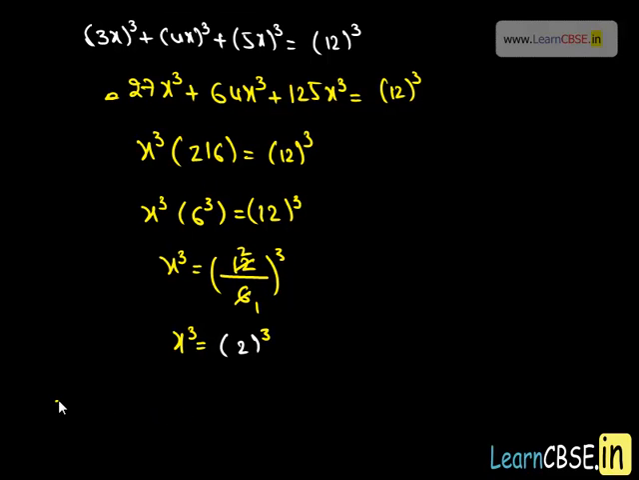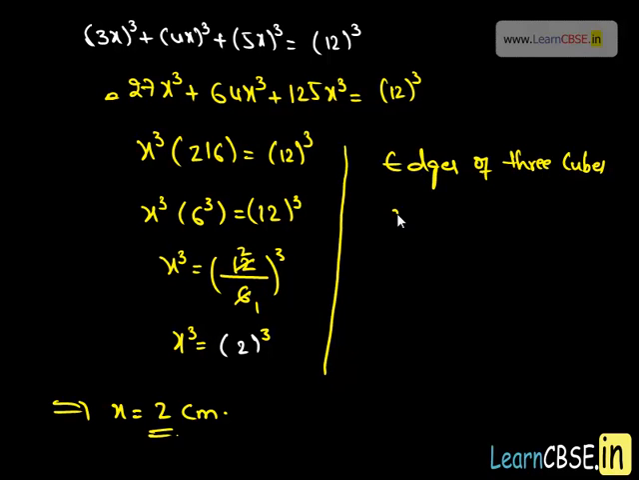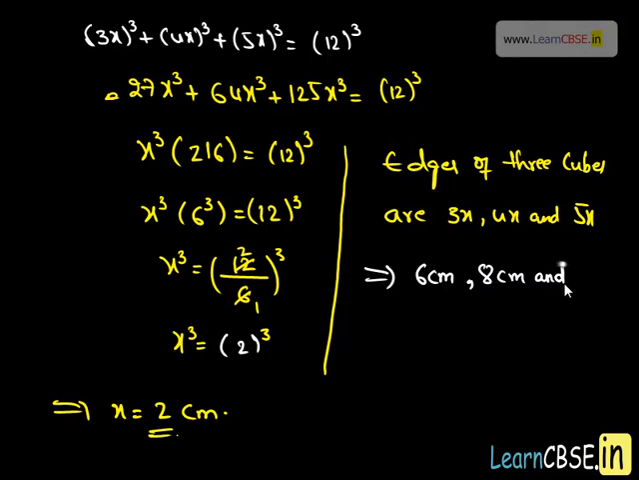By applying cube roots, we get the value of x is 2 centimeters. Therefore, we have the edges of the cuboid 3x, 4x and 5x. We have got the value of x is 2 centimeters. By substituting, we get 6 centimeters, 8 centimeters and 10 centimeters.